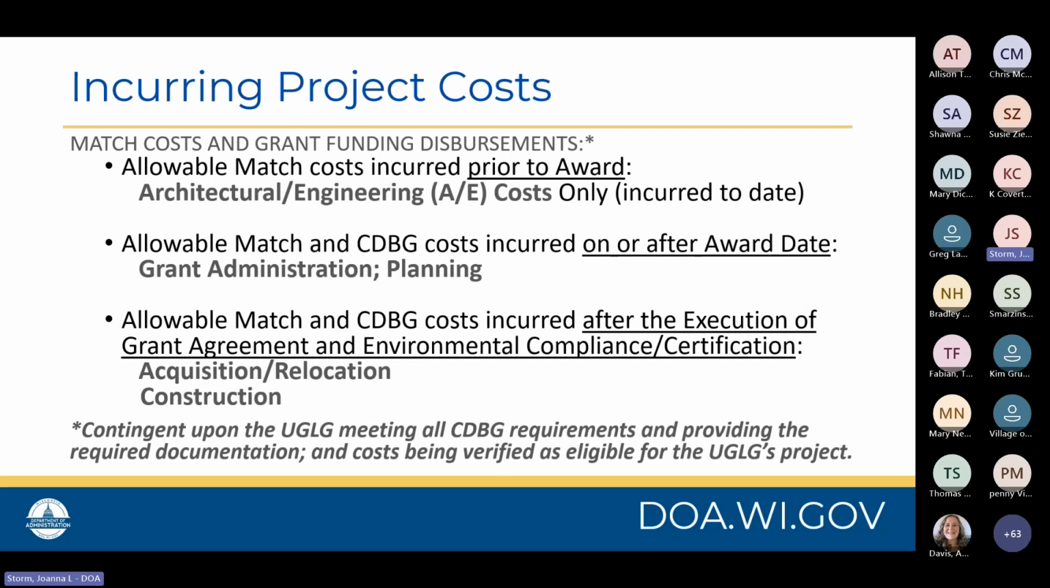When it comes to incurring project costs, there are several costs associated with your project. As you may have attended application training earlier in the year, you may have already incurred architectural or engineering A&E costs, which could be counted as match towards your project, and those may have occurred prior to application submission, enabling you to have a design ready to go and the corresponding biddable documents needed for application submission. After your date of CDBG award, you may have begun incurring grant administration and or planning costs if you're a planning grant recipient. So that's working us forward now to execution of your DOA grant agreement.